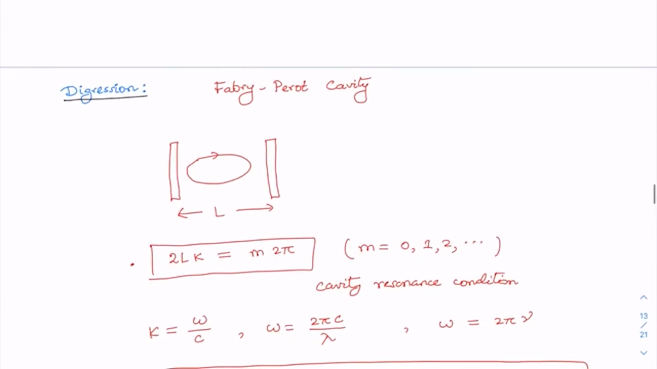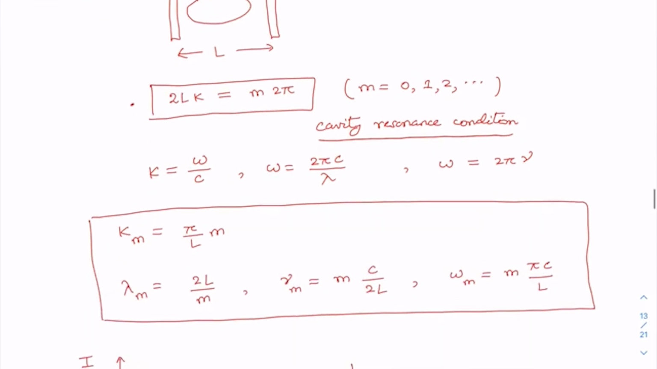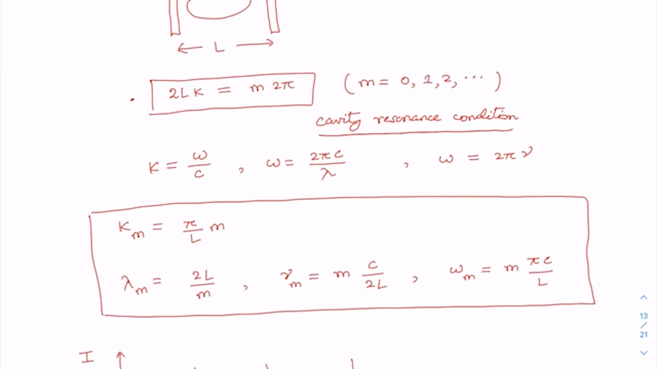As you see, the Fabry-Perot cavity is basically the backbone of the whole system, so we discussed the Fabry-Perot cavity in somewhat more detail. We talked about the cavity resonance condition. This cavity resonance condition can be written in various forms. So what does it basically mean? If light is to enter into the cavity, then this resonance condition has to be satisfied.